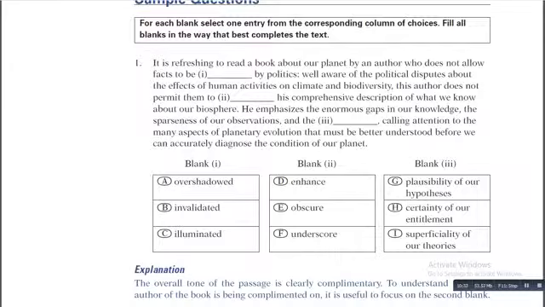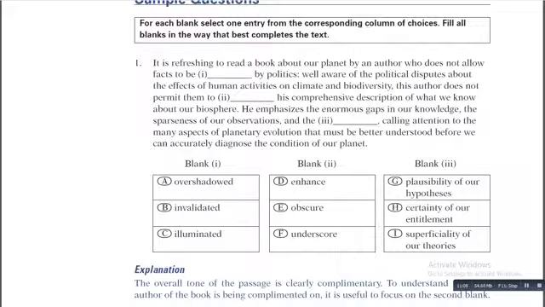So for blank A, these are the options that are likely to give the correct answer. Any of these will give the correct answer, then likewise the other boxes. Now look at this. Do you know we have about three blanks here? So now look at the question. It is refreshing to read a book about our planet by an author who does not allow fact to be dashed by politics. Now, let me tell you how to answer this type of question when it comes to filling the gap or completing the sentence.